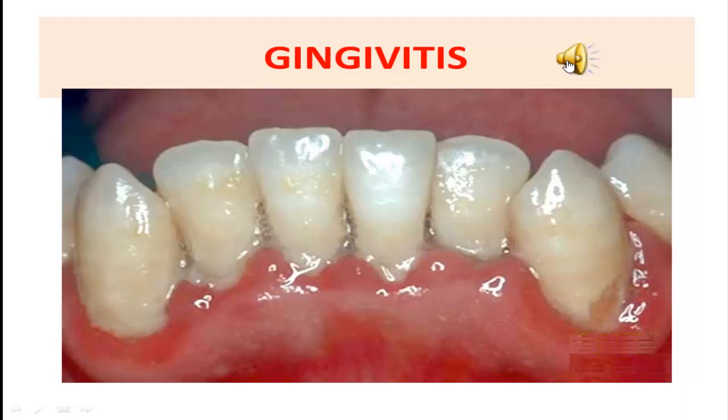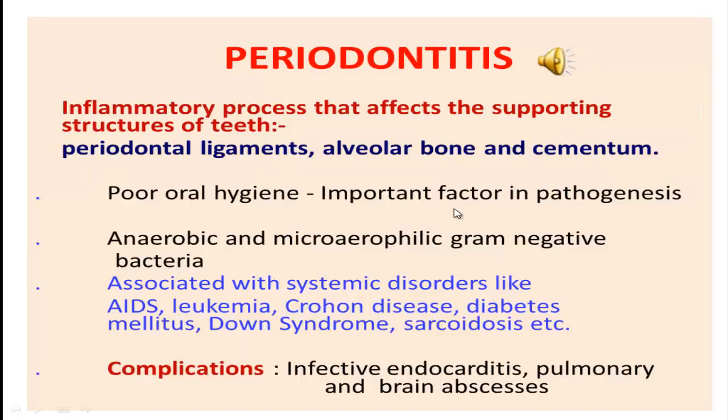The picture in this slide reveals the gross appearance of gingivitis. We can see that the gingival mucosa is markedly affected by gingivitis and appears pale. Periodontitis is defined as the inflammatory process that affects the supporting structures of the teeth, like the periodontal ligaments, alveolar bone and cementum.